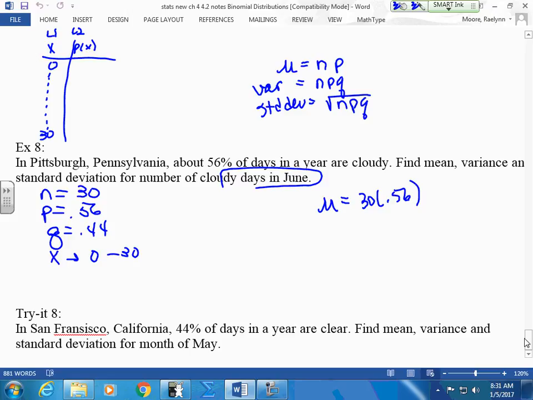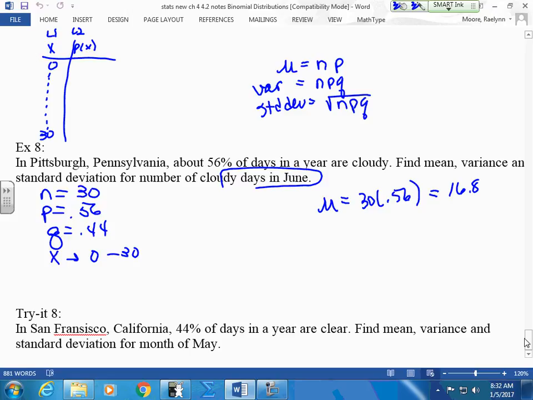So this comes out to be 16.8. What does that represent, 16.8? Percent of days. What? The number of days that we have cloudy. On the average, the number of cloudy days is 16.8.